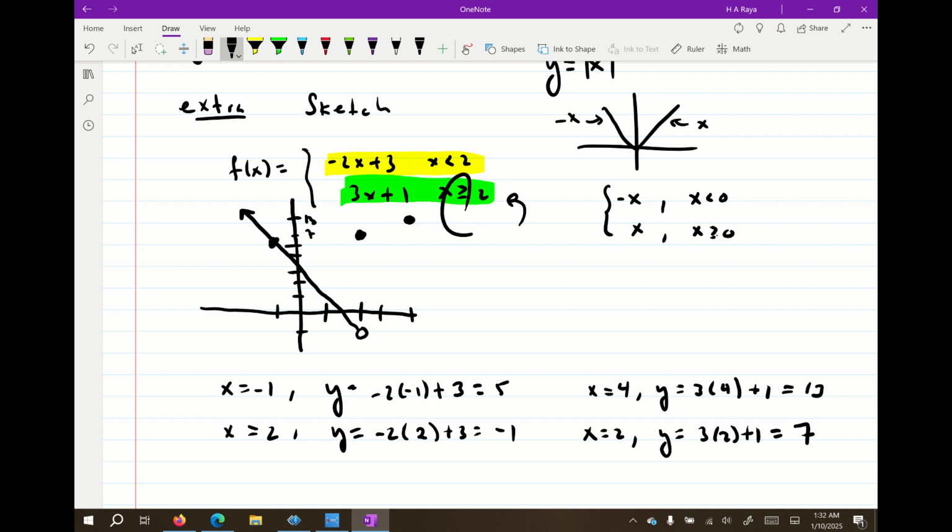If we had an inequality, if we had x has to be greater than 2, then we would have an open circle for that point. But since we have an equal sign down here, we will include that point, and with these 2 points, connect the dots, and that is the graph of this piecewise function.